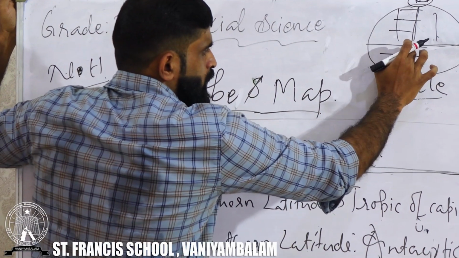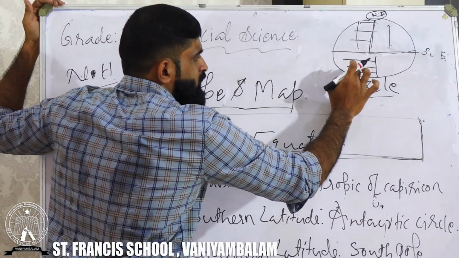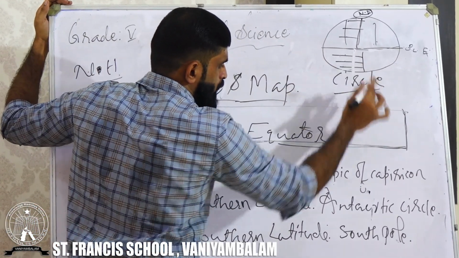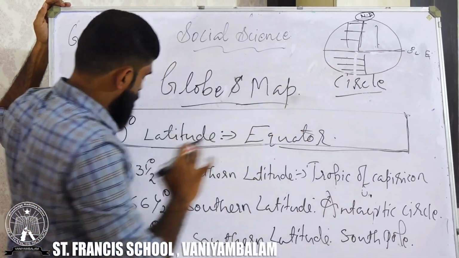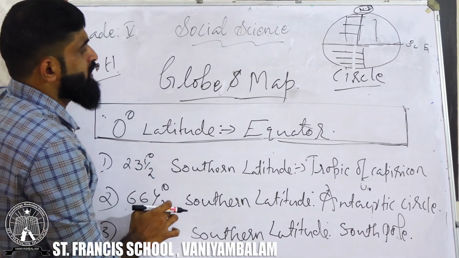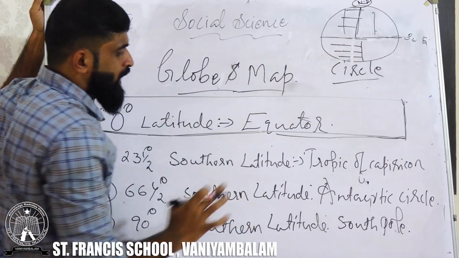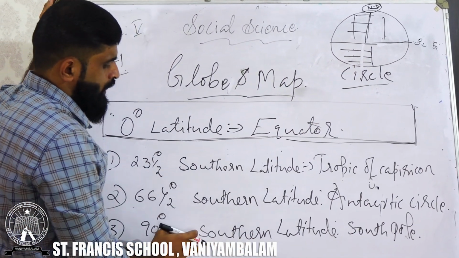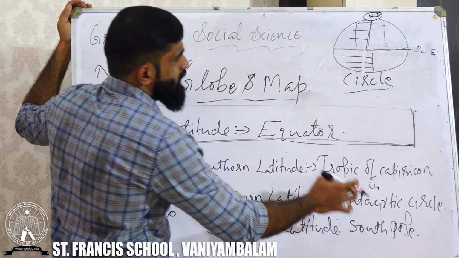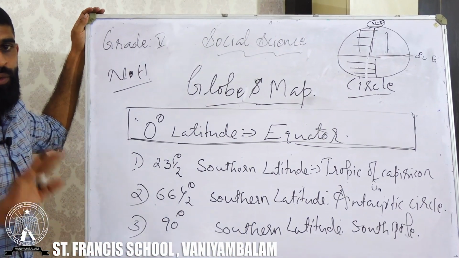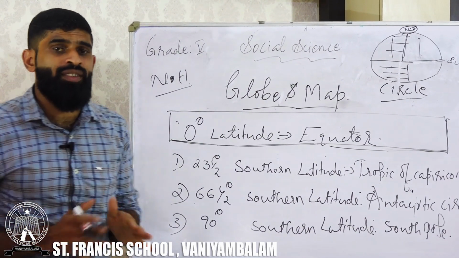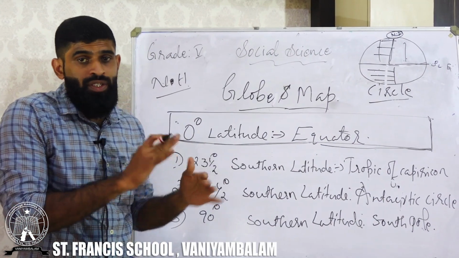So from equator to the Southern Hemisphere, there are 3 more important latitudes. One is Tropic of Capricorn, its degree is 23.5 degree. Then another one is 66.5 degree, it is Antarctic Circle, and the last one, 90 degrees southern latitude, is called South Pole. Okay, so now you have covered a base for geography.